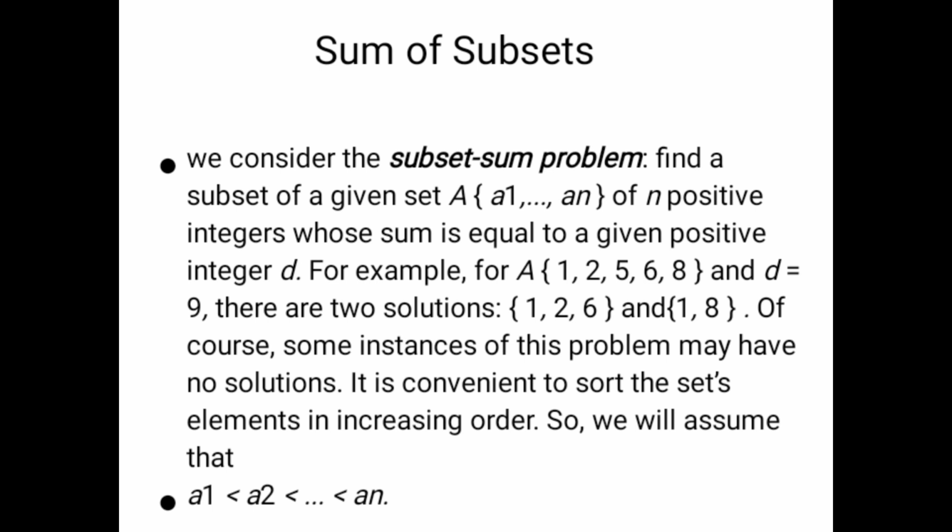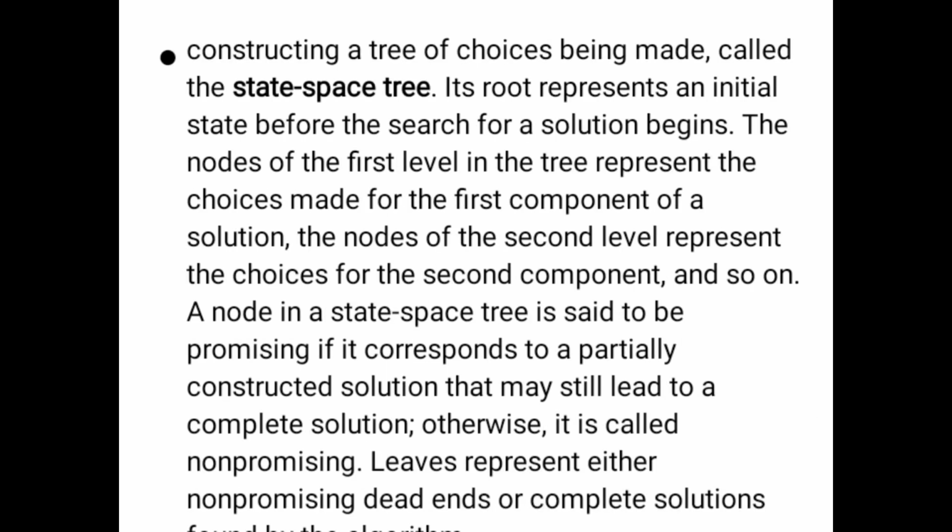It is convenient to sort the set's elements in increasing order, so we will assume that A1 is less than A2 less than An. Now we can solve this problem by using a state space tree. That is, constructing a tree of choices being made is called the state space tree. Its root represents an initial state before the search for a solution begins.